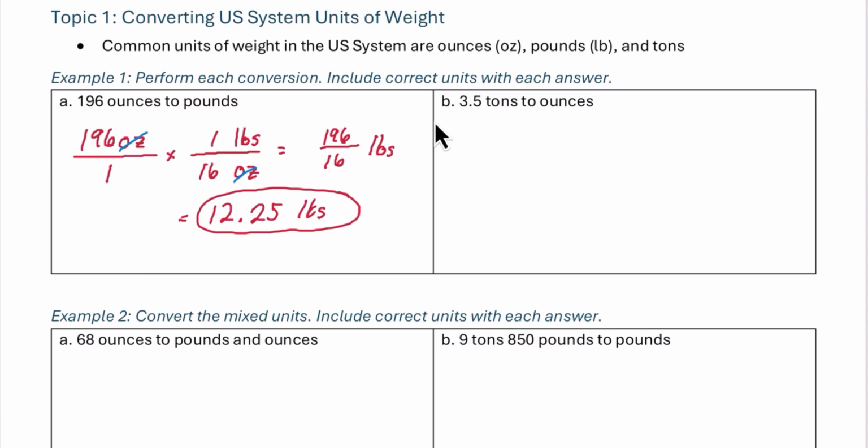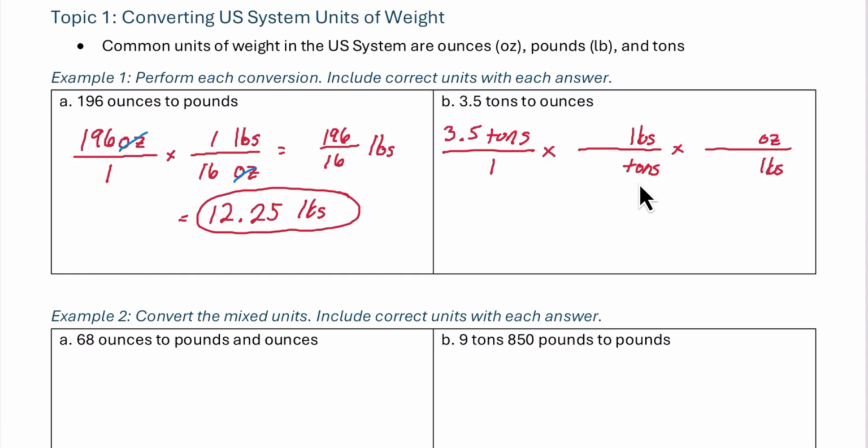In part B, we want to convert 3.5 tons to ounces. We'll start with 3.5 tons. Again, we can write that over a 1 if we want. And we don't have a conversion that will quickly go from tons to ounces, but we can go from tons to pounds, and then pounds to ounces. We want tons to go away, so we'll put it on the opposite side of the division bar. We want to go to pounds first, and then we will go from pounds to ounces.